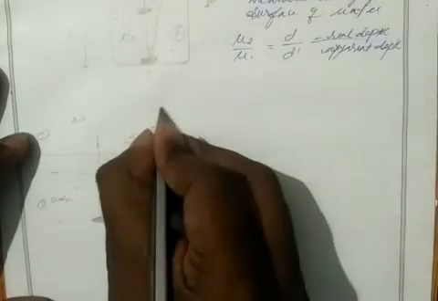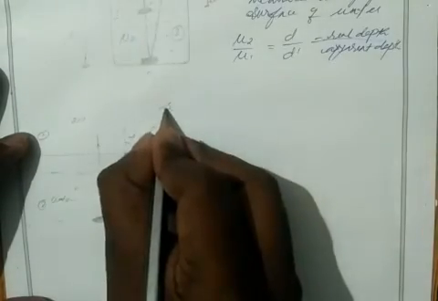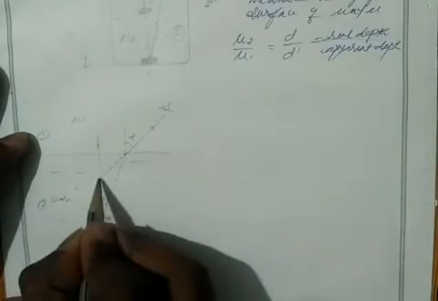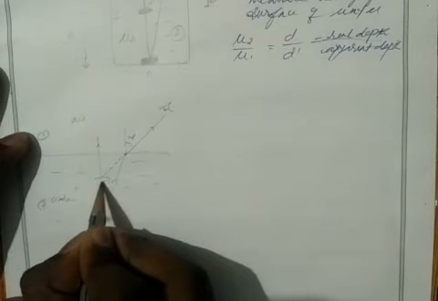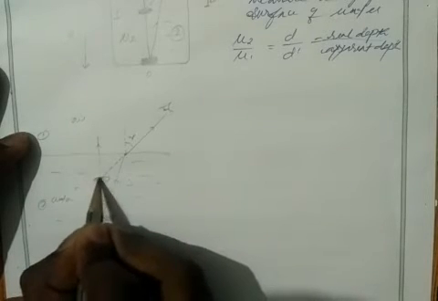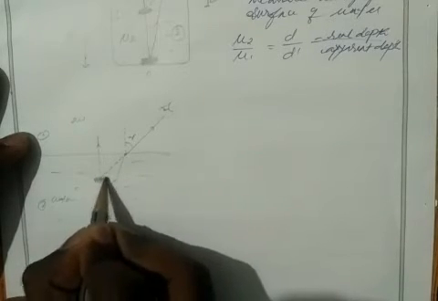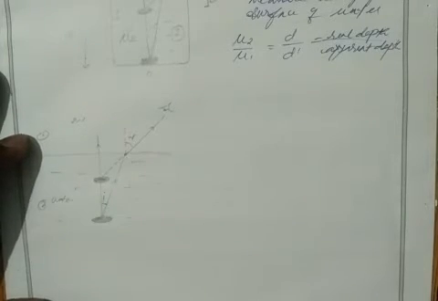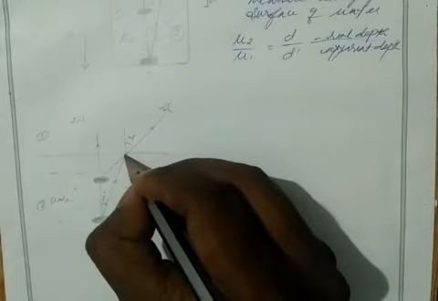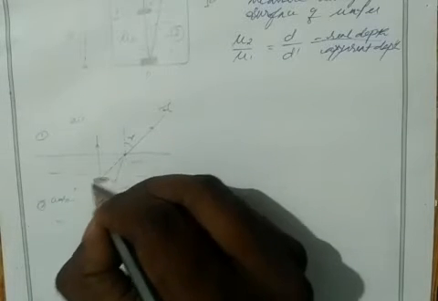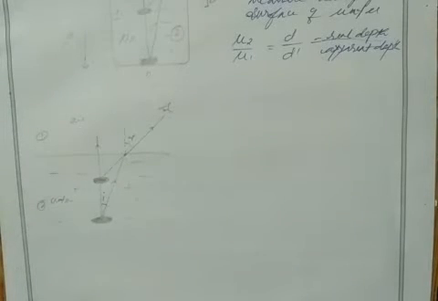Clear? Then where will the object be located when I see from here? It appears the object is located here. The virtual object, not the real object, but the virtual object. We can say image. So if I see from here and extend the refracted ray, my object appears here, slightly elevated from the water.